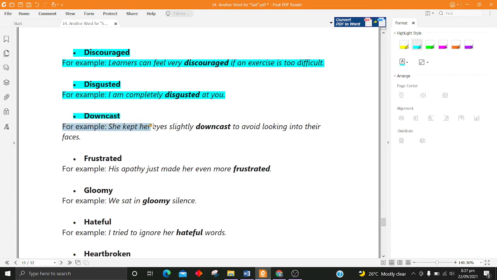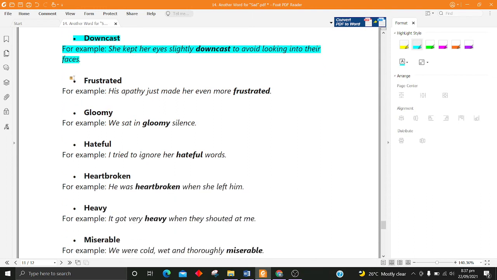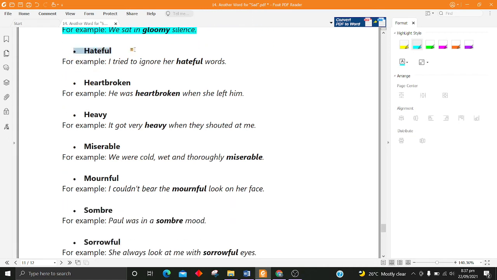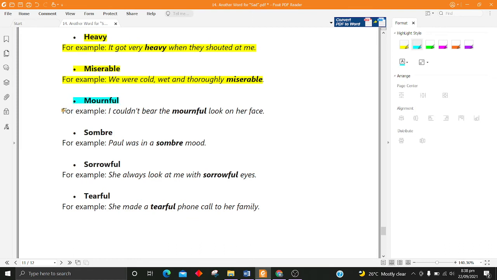Downcast, for example: she kept her eyes slightly downcast to avoid looking into their faces. Frustrated, for example: his apathy just made her even more frustrated. Gloomy, for example: we sat in gloomy silence. Hateful, for example: I tried to ignore her hateful words. Heartbroken, for example: he was heartbroken when she left him. Heavy, for example: it got very heavy when they shouted at me. Miserable, for example: we were cold, wet and thoroughly miserable. Mournful, for example: I couldn't bear the mournful look on her face.